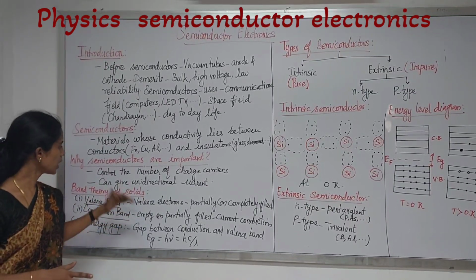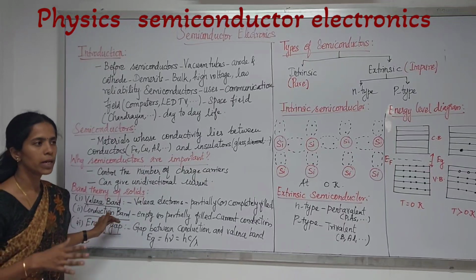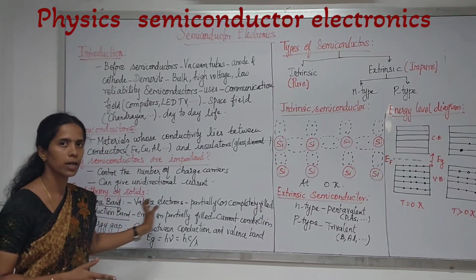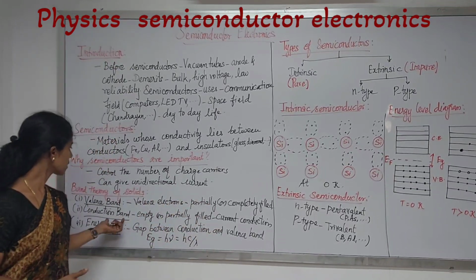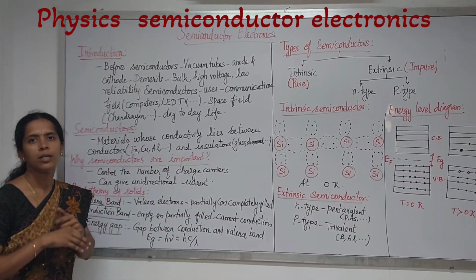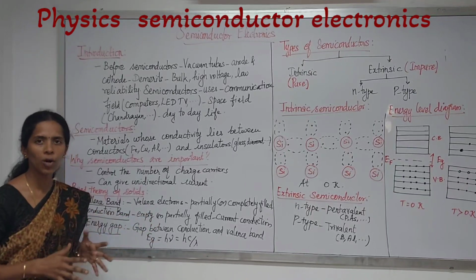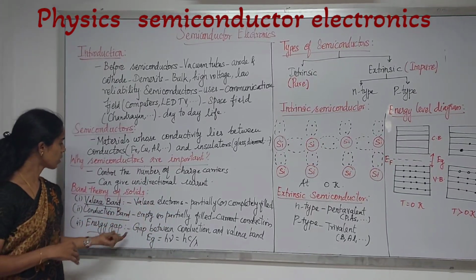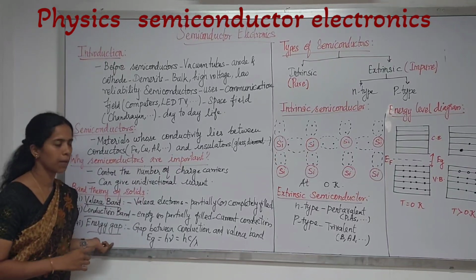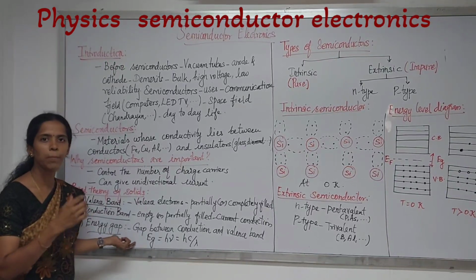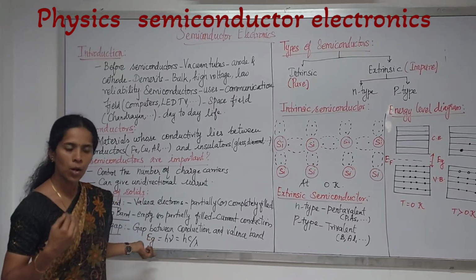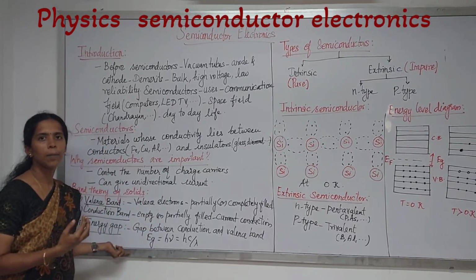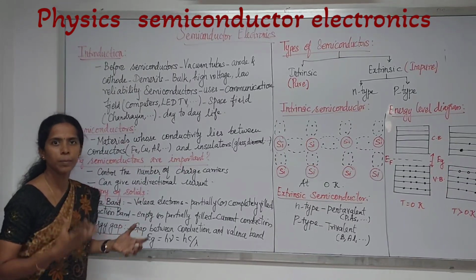The next one is the conduction band. The electrons present in the conduction band can contribute to current conduction. This conduction band is not fully filled; it is empty or partially filled. Next is the energy gap. What is this energy gap? The gap between the conduction band and the valence band is called the energy gap. This energy gap is also called the forbidden gap.